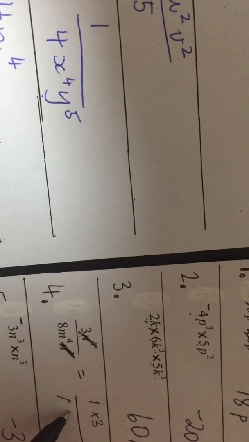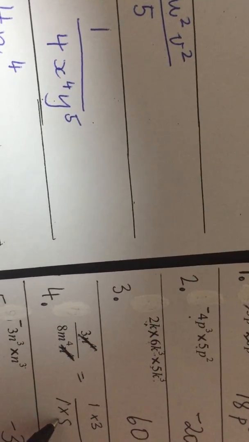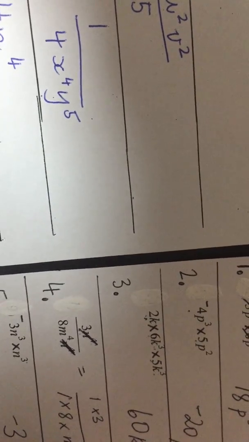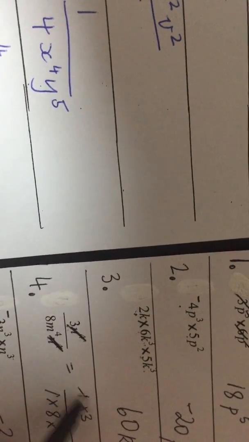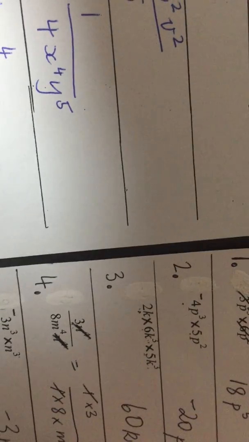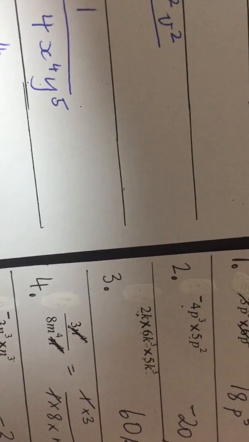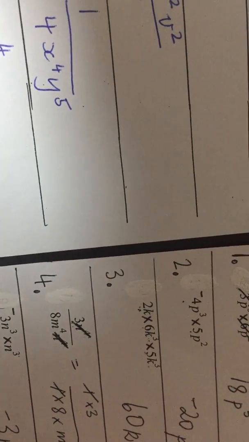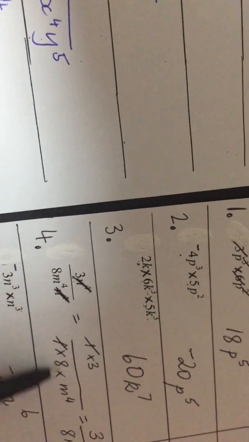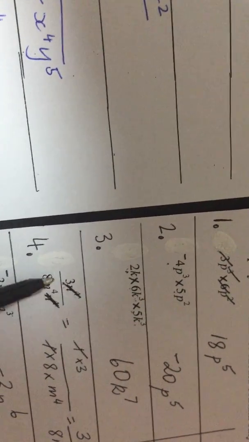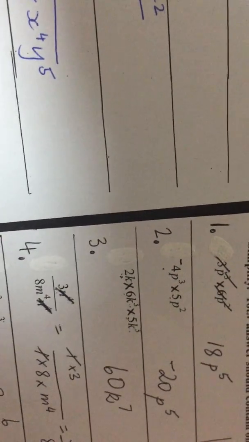Now we want to cancel things out, so we're going to go 1 times 8 times, if we just write m to the 4, because it's not going to go anywhere. Now we can only cancel out our 1's, yeah? So really, it is how we left it. It has to stay as 3 over 8m to the 4. So this step here wasn't really necessary. You could look at it and go, well, there's going to be no common factors top and bottom to cancel, so you just leave it as the answer.